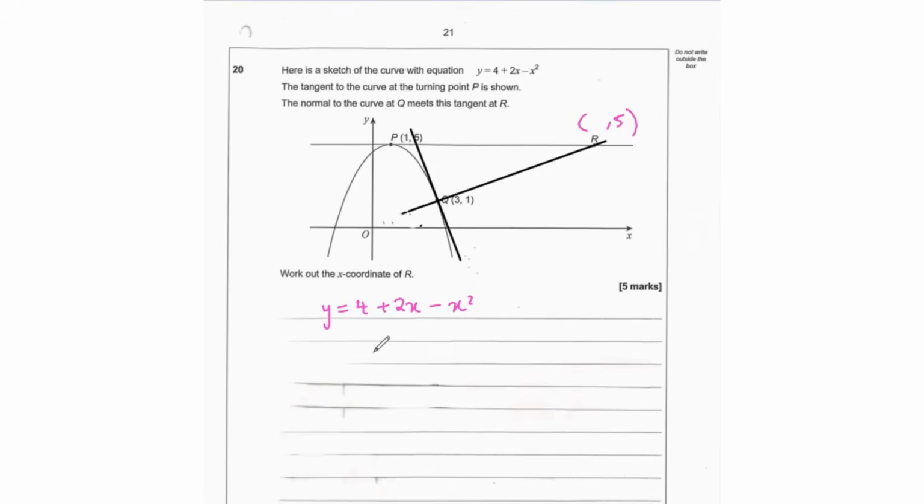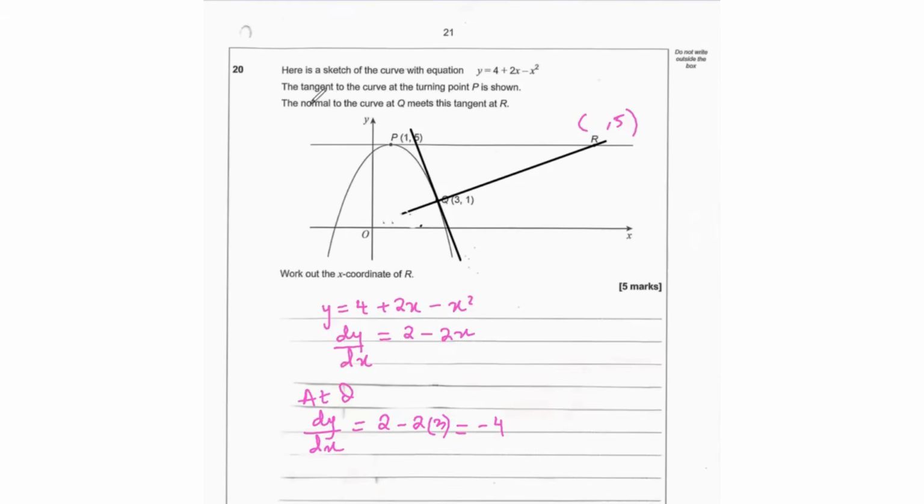P is the turning point of this curve, and we have a straight horizontal line passing through P and R. If we differentiate this curve, dy by dx is going to be 2 minus 2x. Now that we have the gradient of the curve, point Q will also have the same equation for the gradient because it lies on the curve. To find the gradient at Q, we substitute x with 3. So 2 minus 2 times 3 is negative 4.